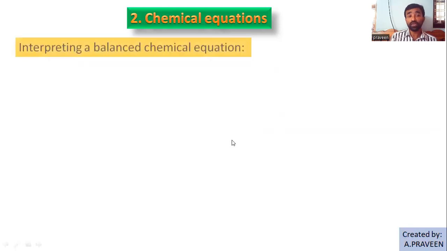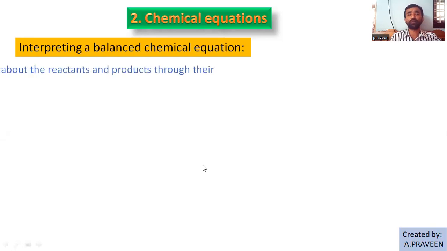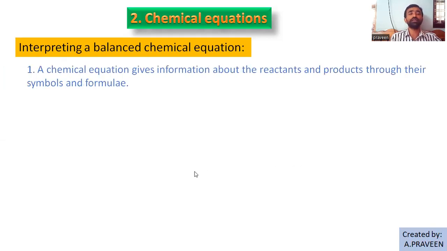Next, interpreting a balanced chemical equation. That means simply what you are able to understand from a chemical equation, right? What you are able to understand from the chemical equation is called interpretation of a chemical equation. So from the chemical equation, you are able to know the information related to the reactants and products, right? By using their symbols or formulas.